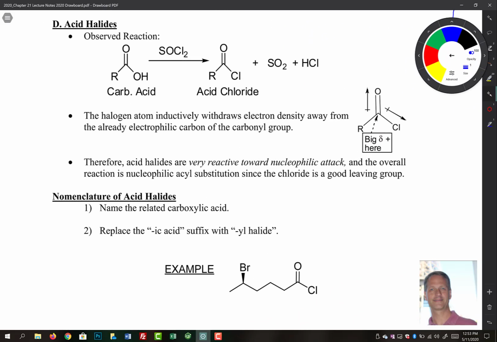Now we've seen the mechanism of creating acid chlorides from carboxylic acids. One of the things that we're going to see shortly when we look at reactions is that acid chlorides are actually very reactive. Partly because you have a dipole getting pulled in 2 directions, which leaves a very large delta plus at that position. So we'll talk about that more a little bit later when we look at the reactions.